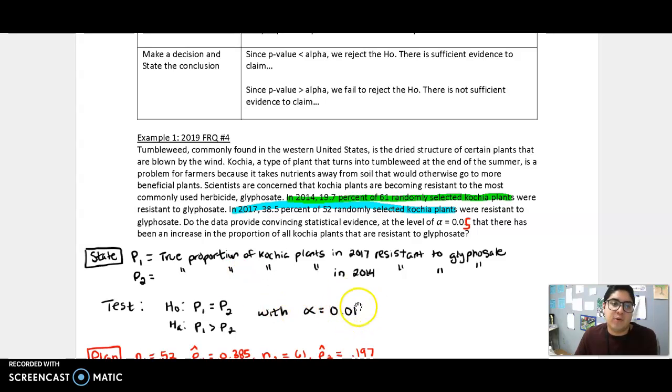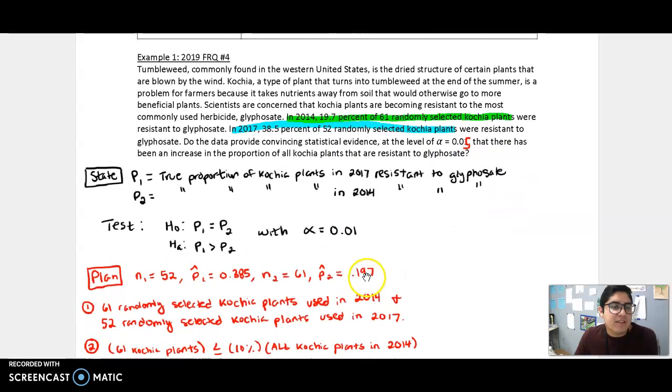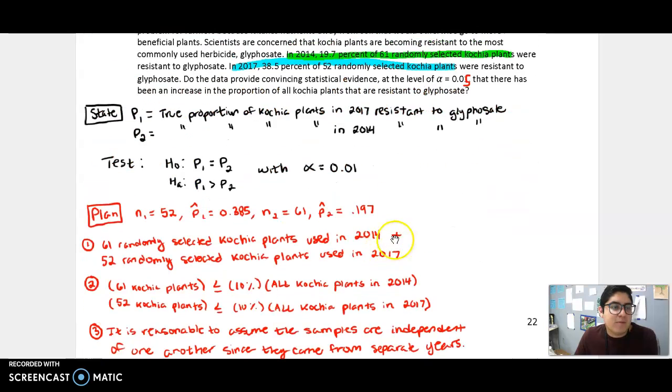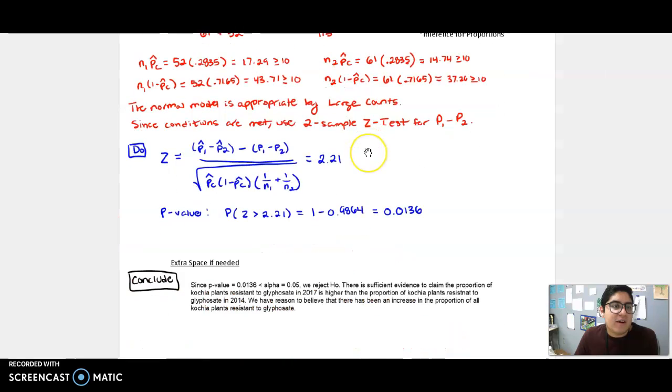And here it says alpha is 0.01, but it should say alpha is 0.05. I hope that you'll forgive me. So let's look at our plan step, and this one is a little bit more detailed. We are just looking at our conditions.